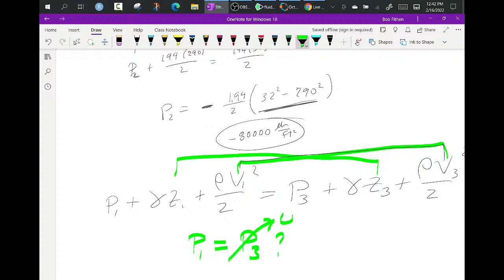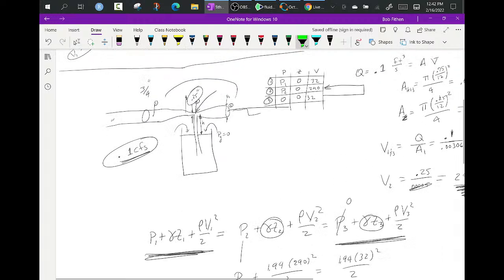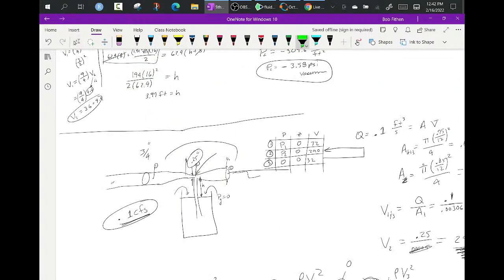And P3 was 0. So here's the problem. How can this pressure be 0 and this pressure be 0 and the water flow from left to right? I'm going to leave you with that thought, and we'll resolve that thought in chapter 8. Essentially, there's a hole in Bernoulli's equation, and we'll talk about that next.